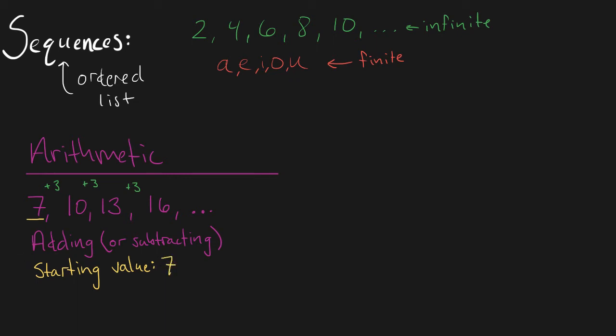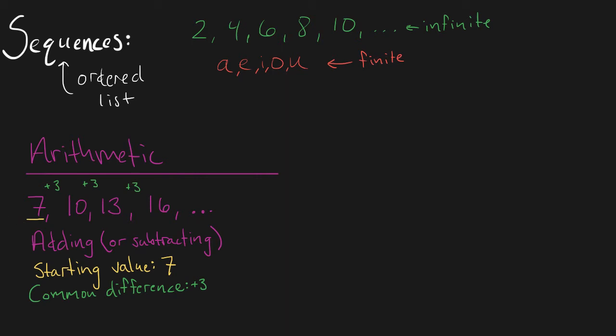And the other thing that defines an arithmetic sequence is what is the common difference? What are we adding or subtracting at each step? And so that is our common difference. And so with this sequence, our common difference is 3, because we are adding 3 each time. And I'm going to put plus 3 just to illustrate that we are adding 3 at each step here.